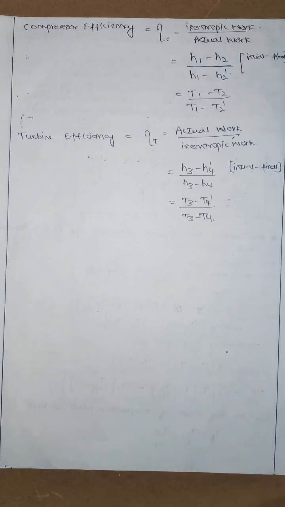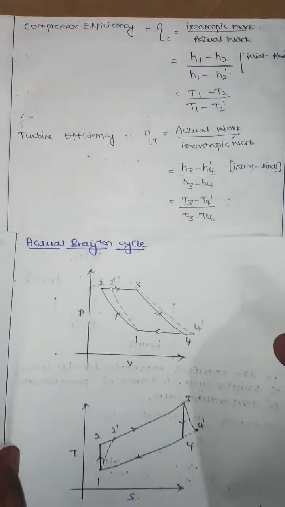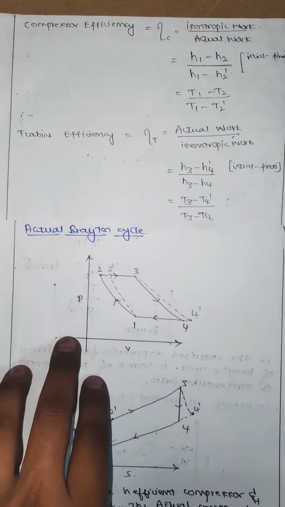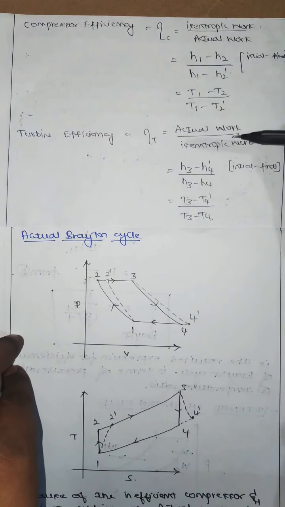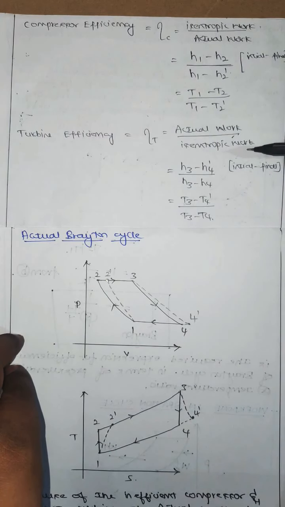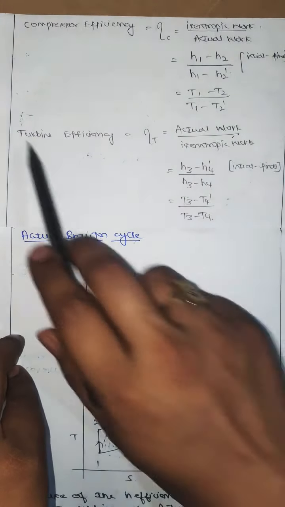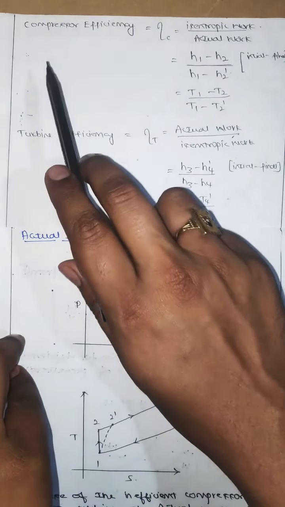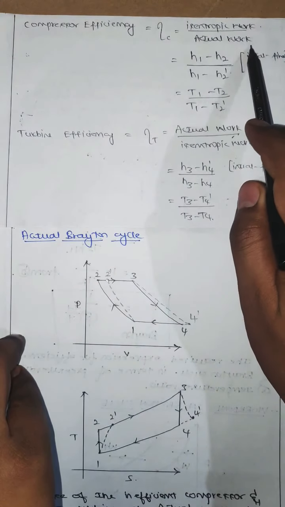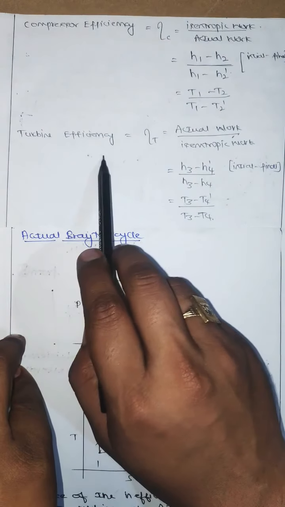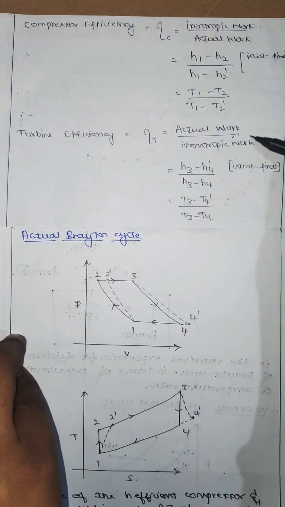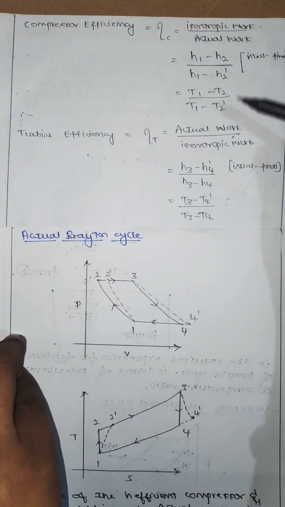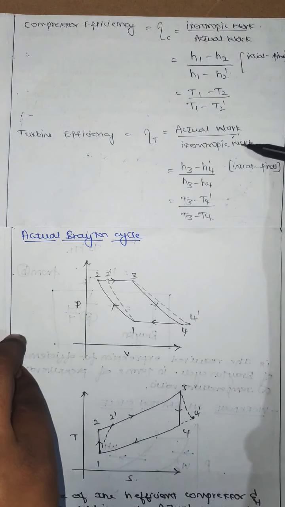Okay, let me give the diagram of this. So if I place it here, yes. Similarly, in the actual Brayton cycle, the turbine efficiency is actual work divided by isentropic work. Keep this in mind very carefully. You can reciprocate the other. Compressor efficiency is isentropic work divided by actual work, whereas the turbine efficiency is exactly opposite. It is actual work divided by isentropic work. So we will always remember the turbine work and reciprocate for the compressor work.